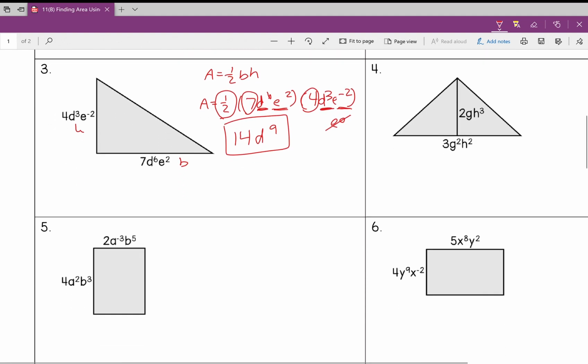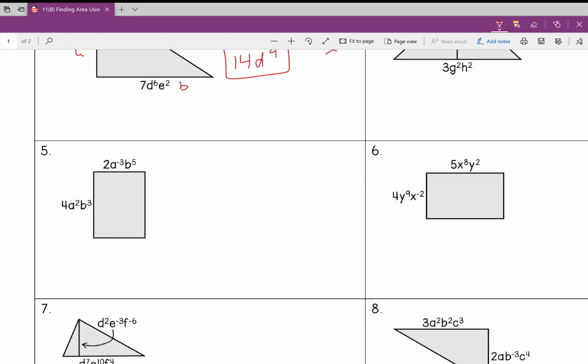Okay, let's look at 5. 5 is the area of a rectangle again. Remember, area of a rectangle is area equals length times width. So here's our length, here's our width. So we have 2a to the negative 3, b to the 5, times 4a squared, b to the 3.